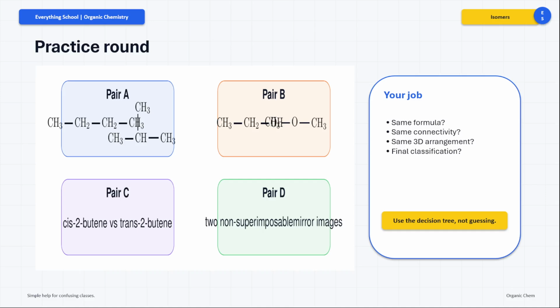Question 3. Ethanol and dimethyl ether both have C2H6O. What type of isomers are they? They are functional group isomers because one is an alcohol and one is an ether.